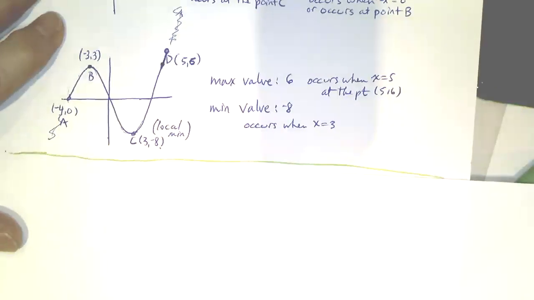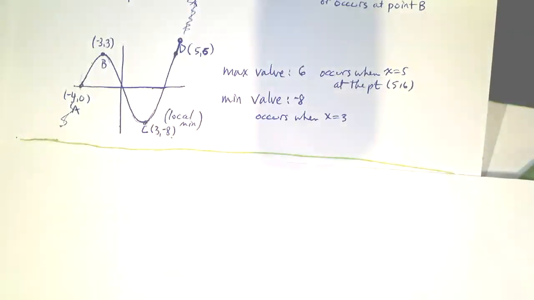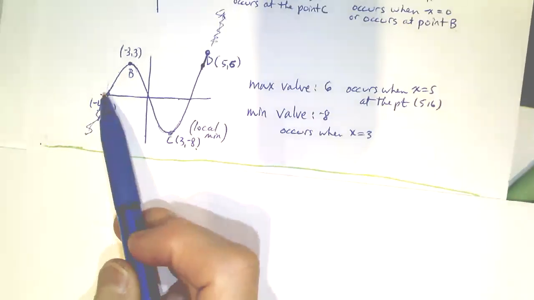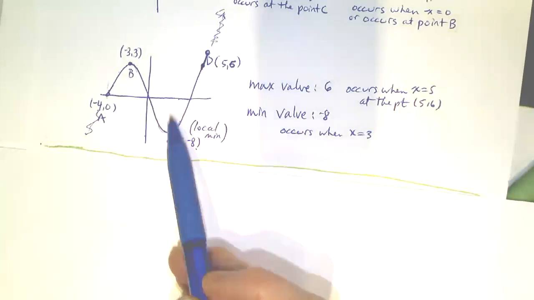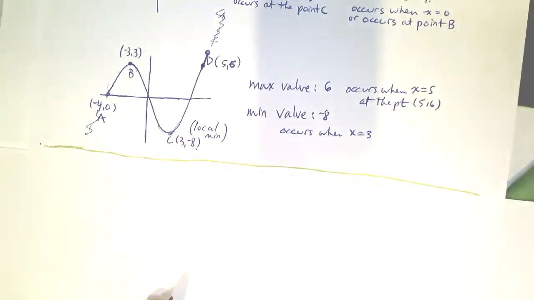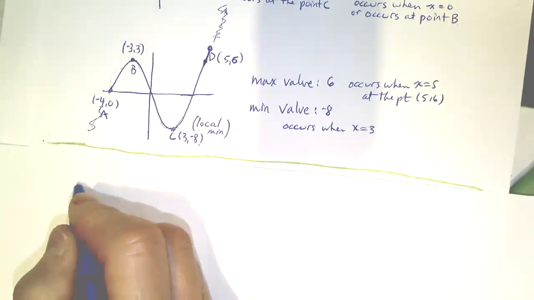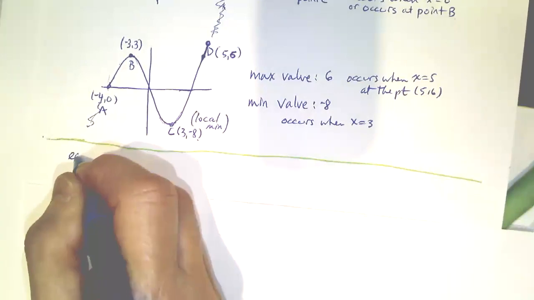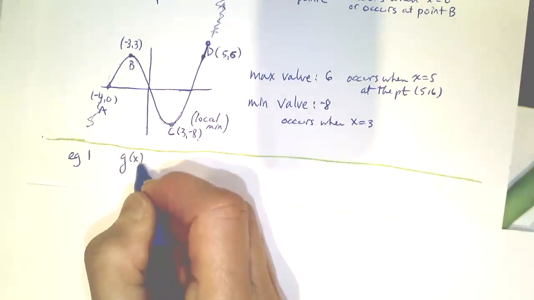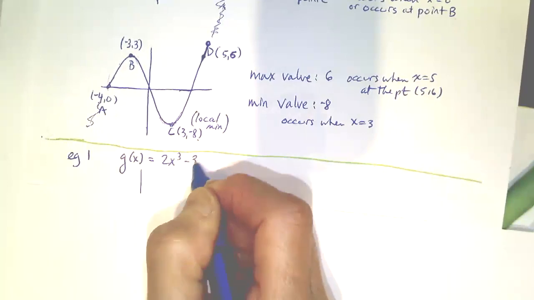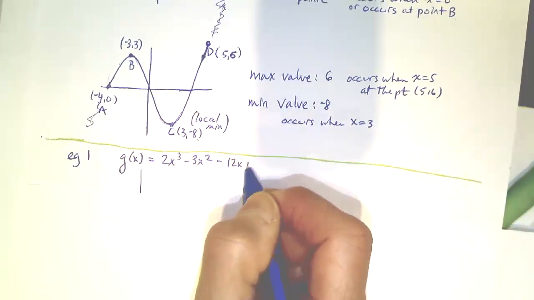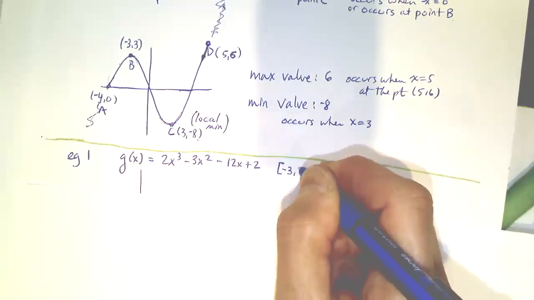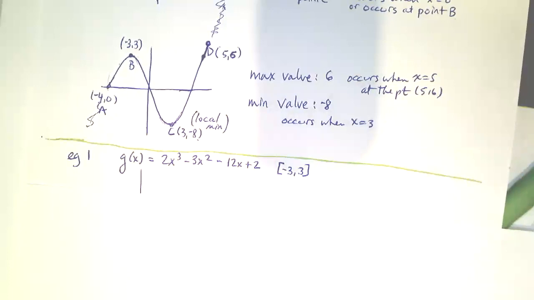So now we turn to our worksheet and we look at the first example. And you can basically see that the absolute max or min is going to occur at either the endpoints or the local maxes or mins. And so if we take the first example, and I'll go back to what's above it in a minute, we have g of x is the function 2x cubed minus 3x squared minus 12x plus 2. And we're told to find the extreme values on the interval between -3 and 3.